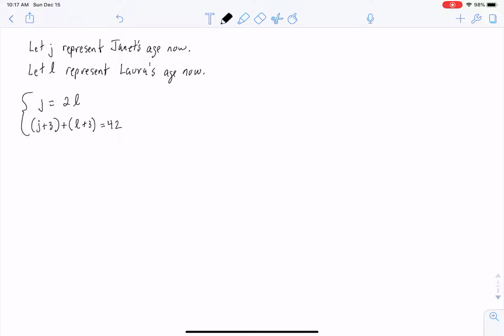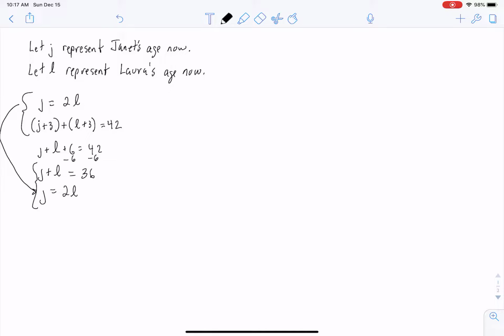So now we can simplify this bottom equation, right? So it's J plus L plus 6 equals 42. Or J plus L, if I subtract 6, equals 36. And the other equation, I'm going to bring this down here. J equals 2L. So there's my two equations.